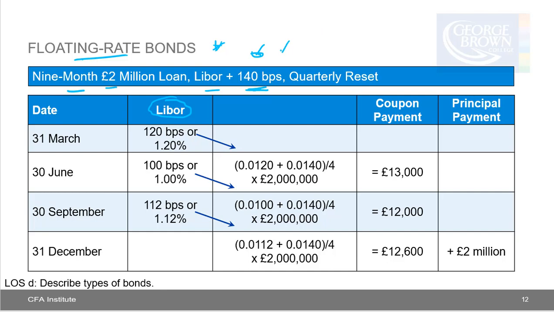Now, this is bringing up a new terminology, basis points. It's what we use in fixed income. 100 basis points equals 1%, okay? So 100 basis points equals 0.01, okay? So 140 basis points is going to equal 0.014, okay? That's the spread, and it's constant, okay?